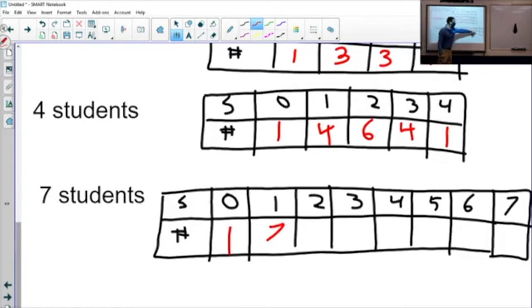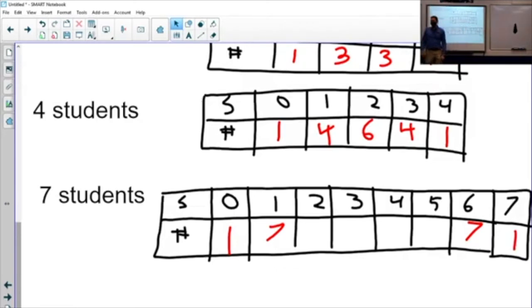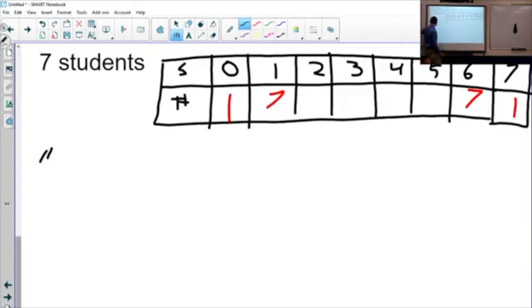Remember, picking 6 people out of the 7 is the same as not picking 1 out of the 7. Have fun with these. Remember, once you get 2, you're going to get 5, because picking 5 is the same as not picking 2. Once you get 3, that'll tell you 4. Here's some notation. This is called N choose K.